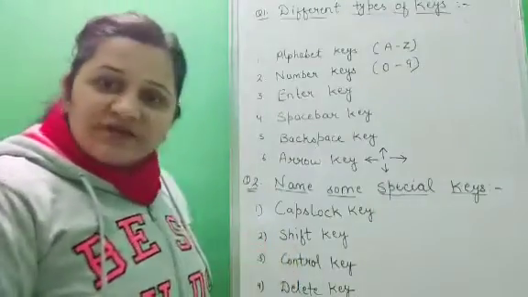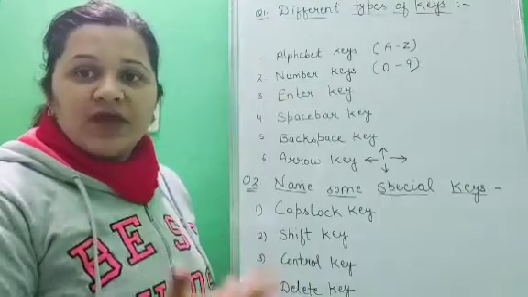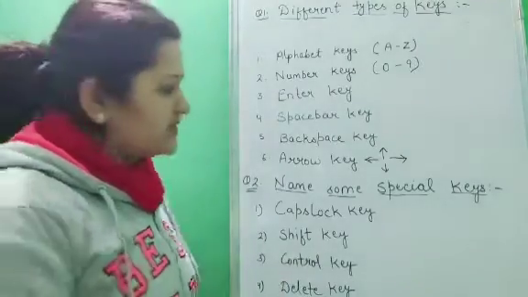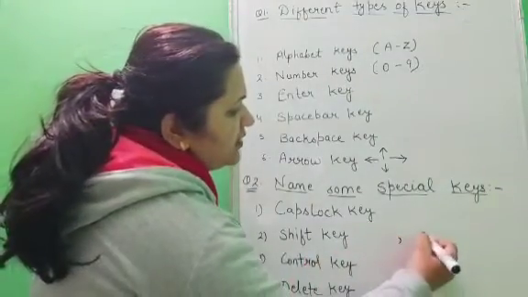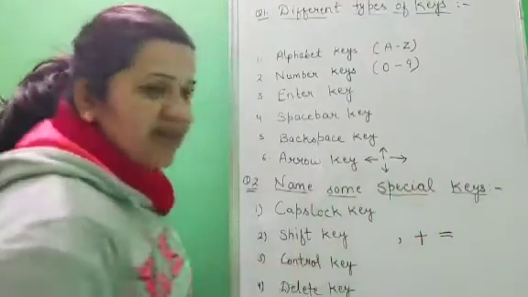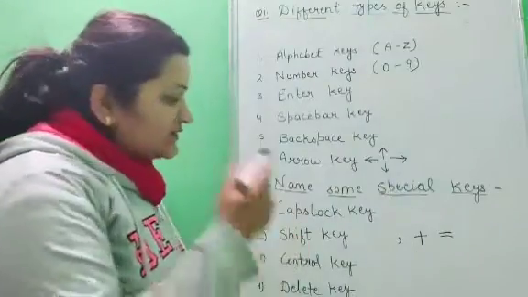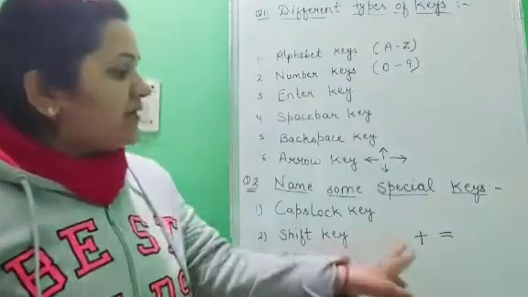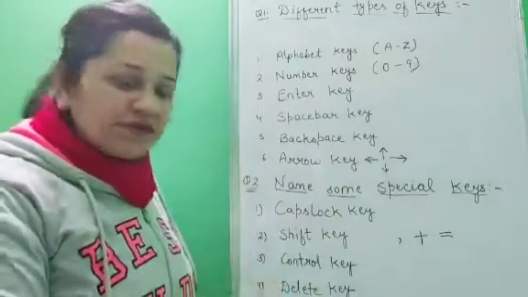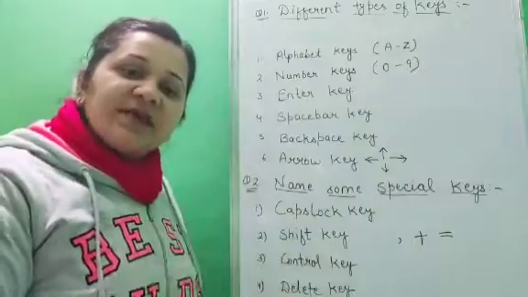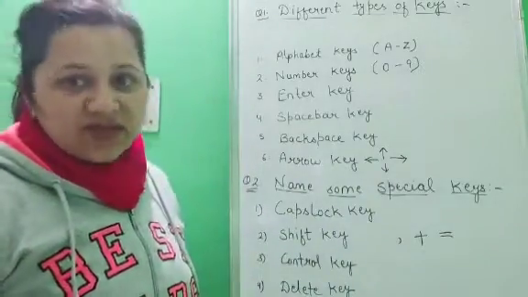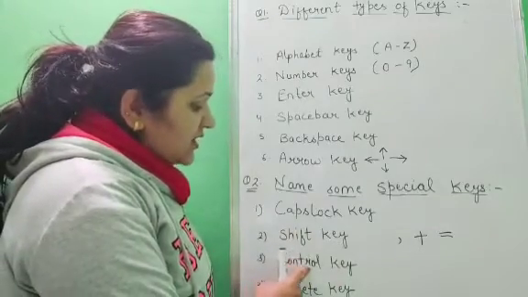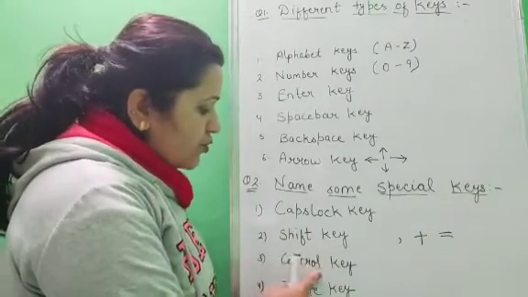Next is S-H-I-F-T, shift, K-E-Y, key, shift key. Now children, the shift key is used to type the special symbols on the computer. Suppose I want to type a comma, plus sign or equal to sign, then we have to use this shift key. The shift key is pressed along with a combination of other keys, and then we can type special symbols. So what is the use of the shift key? We can type special symbols with the help of the shift key. Next is control key. C-O-N, con, T-R-O-L, troll, control key.